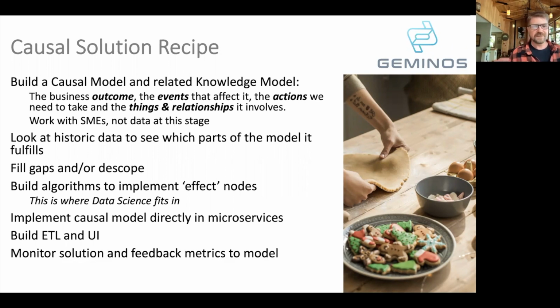So what we do at the beginning is we don't even look at data. We just talk to people that actually understand the business, know how things work, and with them brainstorm through what that initial causal model looks like. And then we go and find data. We get some historic data. We see which parts of it they already have, and they may have come up with some ideas where they don't even have data. So we may need to figure out how we're going to source that.